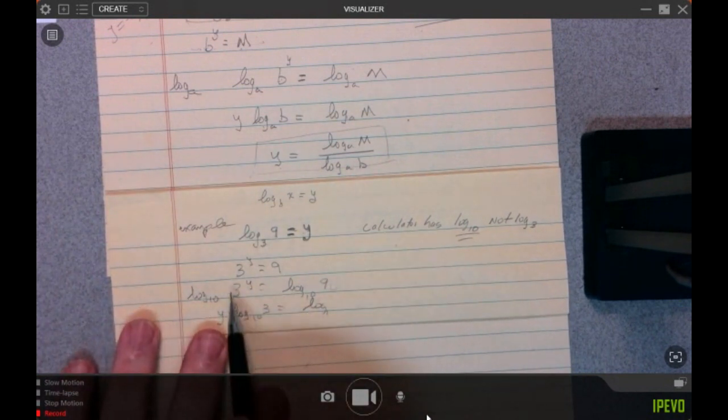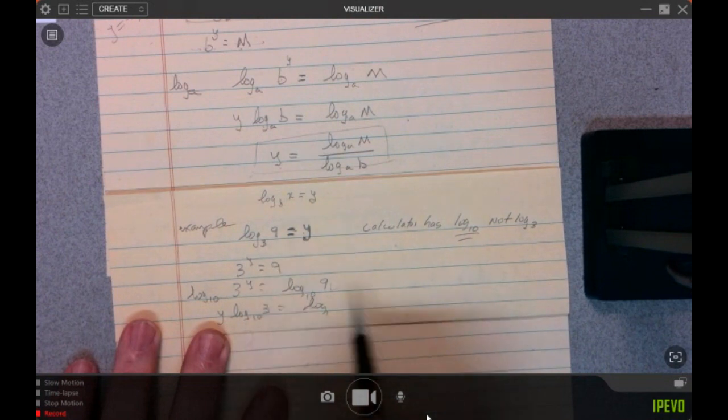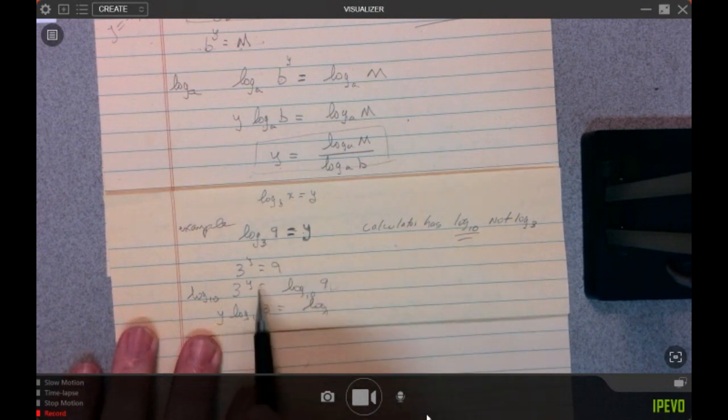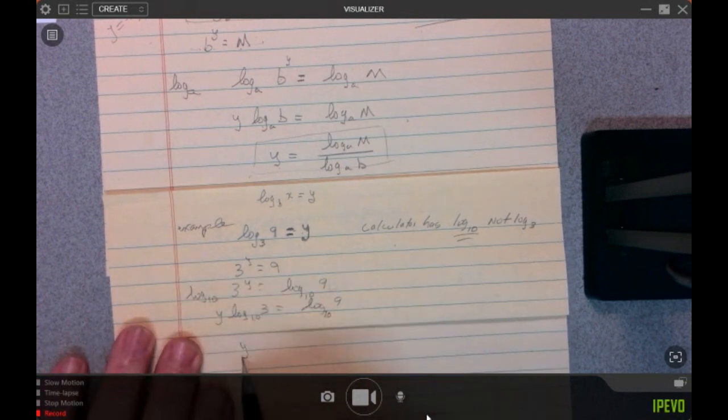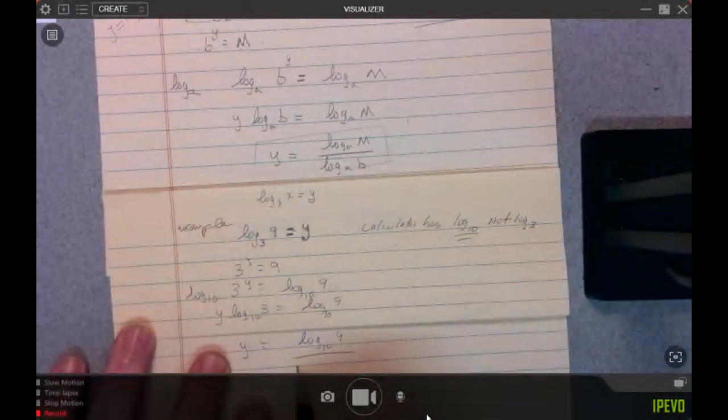So again, let's start over. Log to the base 10 of both sides. Log to the base 10 of this side. Log to the base 10 of this side. Power rule, pull this down. Log to the base 10 of 9. No change over here yet. Now, divide both sides.